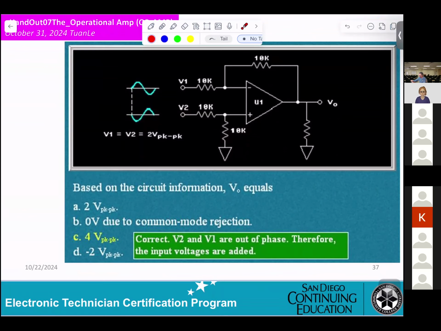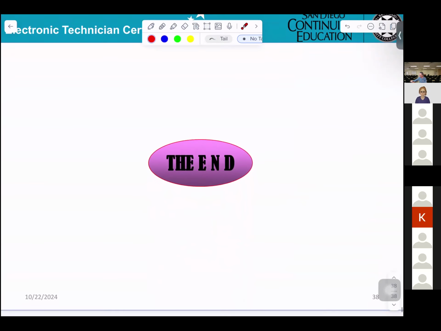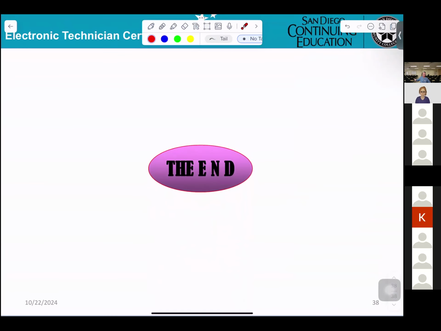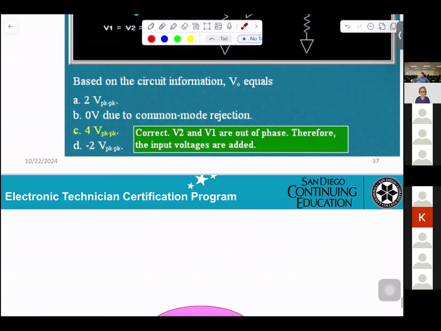Correct. V2 and V1 are out of phase. Therefore, the input voltages are added. That means 2 volts and another minus 2 volts, so minus to minus, that's how we get 4 volts. So basically, we are done with the operational amplifier.